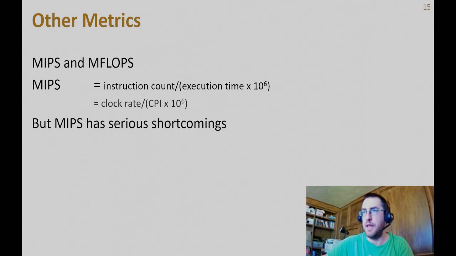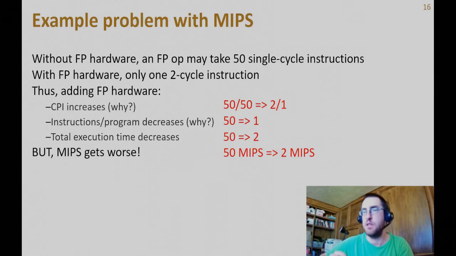These metrics are problematic. They've been used in the past. They still get used sometimes, but they're problematic. So if you look at MIPS, consider an example where you have a processor that doesn't have any floating point hardware. And a floating point operation may take 50 instructions to emulate in software using integer arithmetic on the exponent part and on the mantissa part, and then bringing that back together. But that takes a lot more time than if you have hardware support to do that. Maybe it's only a single 2-cycle instruction to do this floating point operation, right?